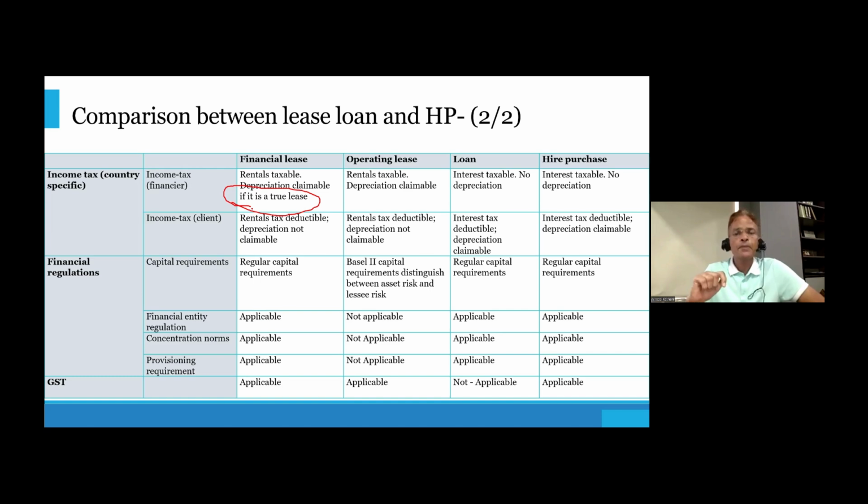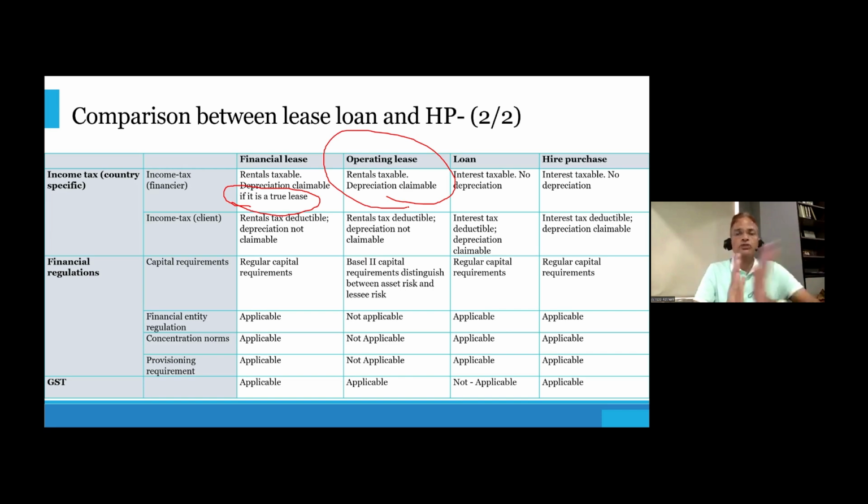This has been the ruling of the Supreme Court in a case called ICDS. ICDS is the name of the company. The Supreme Court ruling talks more from the point of view of deductibility of rentals, but correspondingly, the taxability of the rentals and deductibility of depreciation also becomes evident from that. However, if the lessor was interested to claim depreciation on the lease, and I did mention that a financial lease mostly will not meet the test of being a true lease, therefore, the more preferred option for the lessor wanting to claim depreciation will be to go for an operating lease.